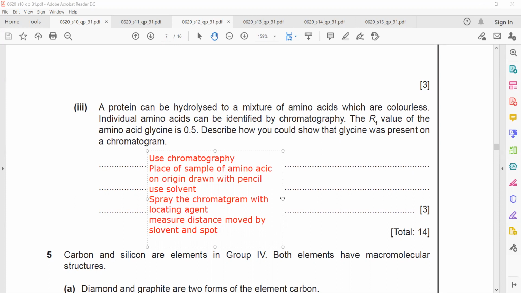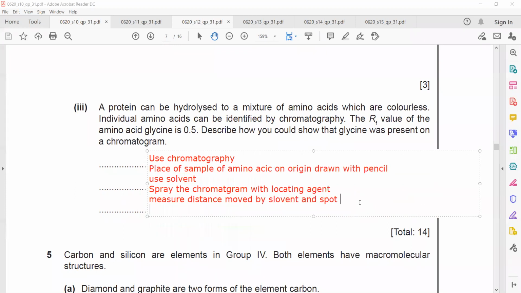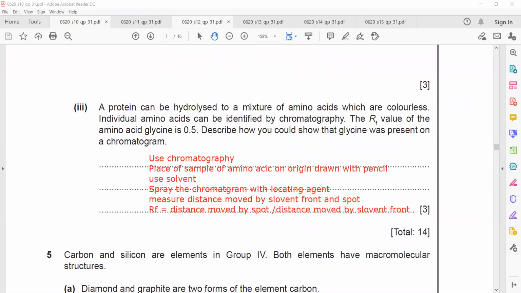Then the formula for the Rf value: the Rf value is equal to the distance moved by the spot divided by the distance moved by the solvent front. And that is measured from the origin. So this is how we carry out a simple experiment to know the type of amino acid present in the mixture.